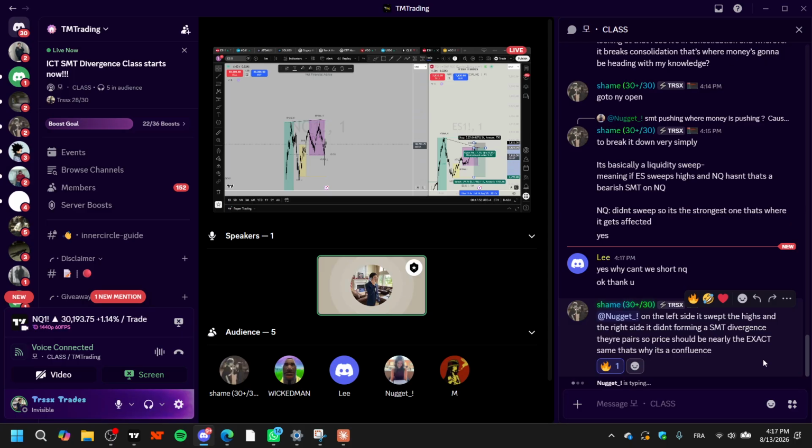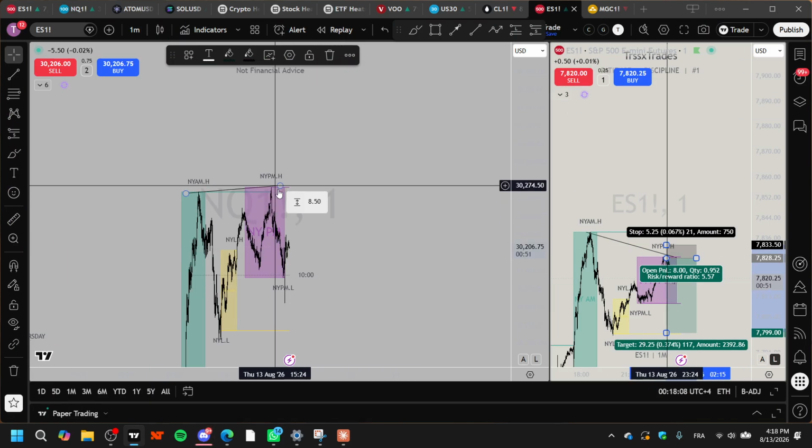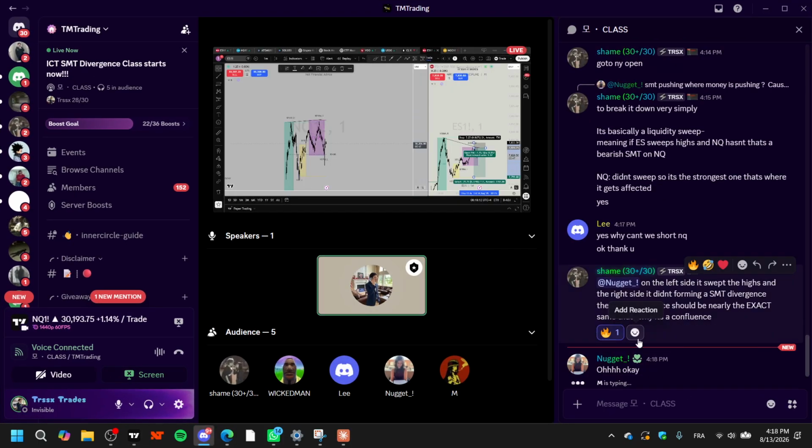On the left side, it swept the highs, and on the right side, it didn't, forming an SMT divergence. They're pairs, so price should be nearly the exact same. That's why it's a confluence. Exactly, it's a confluence because they should be the same, but they're not the same. And we do have a liquidity sweep on one of the two assets, essentially. Does that make sense?